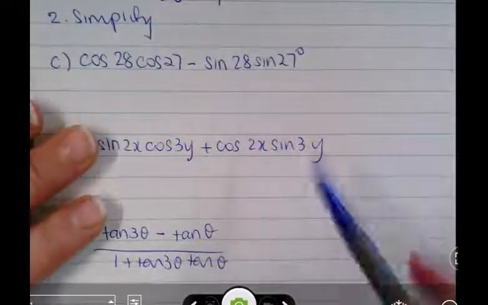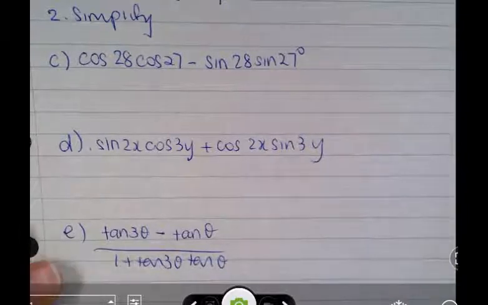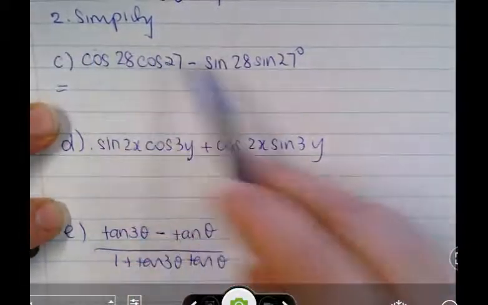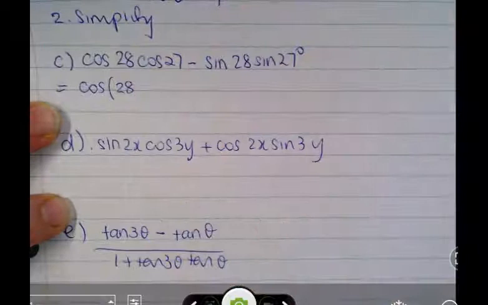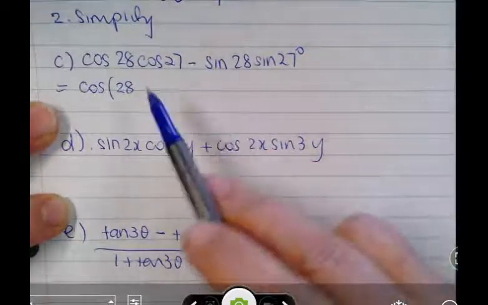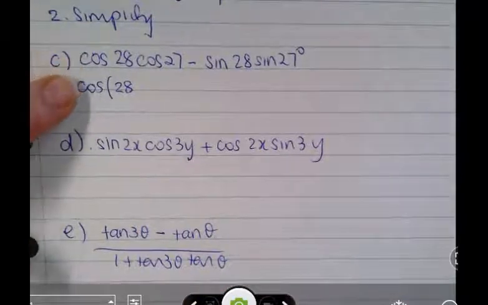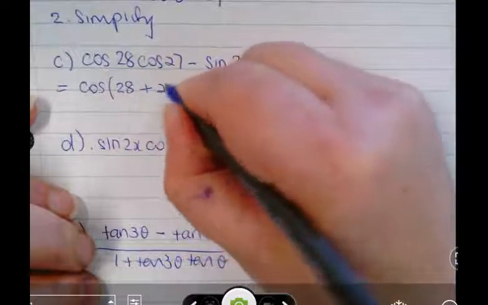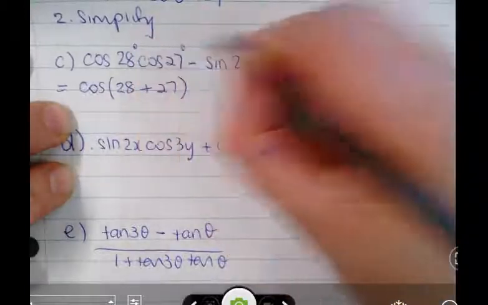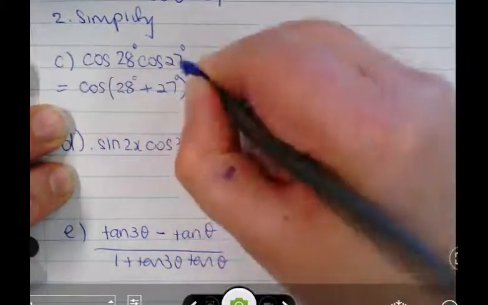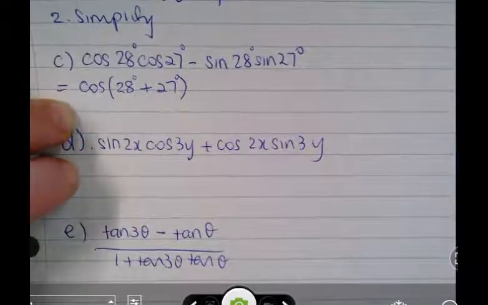In question 2, we're simplifying. We're sort of working backwards. Instead of expanding, it's like we're almost factorizing. So this is the cos cos sine sine. So this is the cos of the angles. Is it a sum or a difference? Cos cos sine sine, no, we change the sign. It's this one. Cos of 28 degrees plus 27 degrees, because the cos of x plus y is cos x cos y minus sine x sine y.